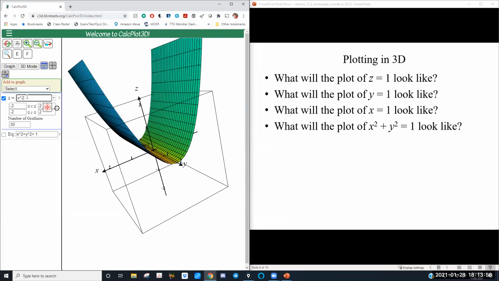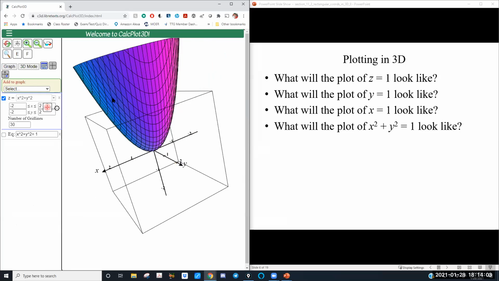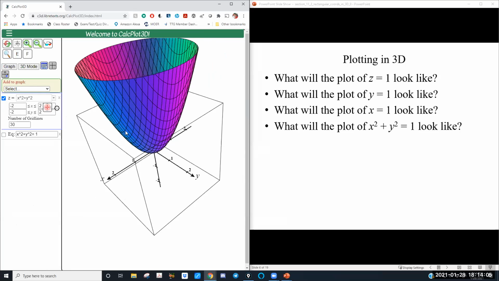Now, here's something cool. If I add a y squared to it, I get what's called a paraboloid, because it's now a parabola in the x direction and the y direction and all the directions in between. Having that x squared plus y squared in there gives a circular look.